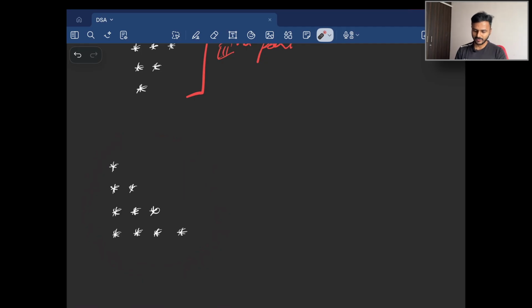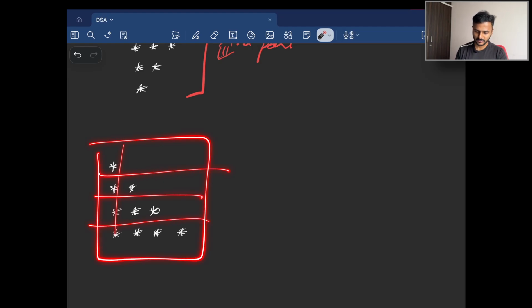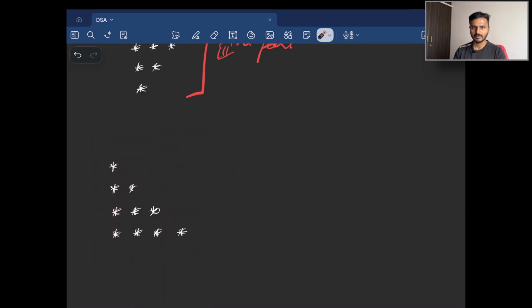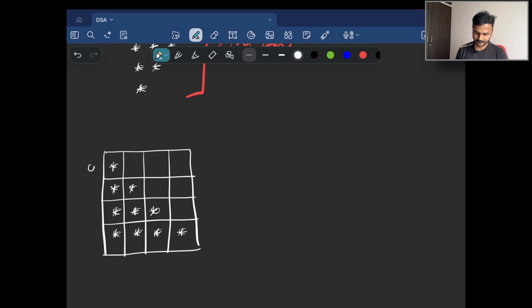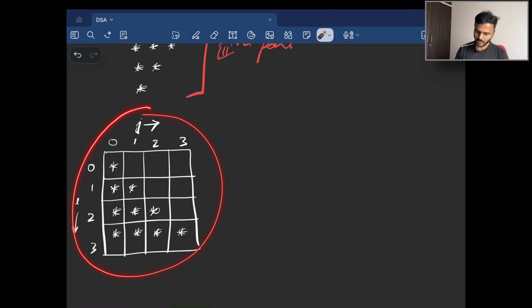Now, how are we going to figure out a solution to this? We're going to do the same thing that we have been doing so far, which is draw a grid around this, then have some rows, have some columns, number the rows, number the columns, and then try to find a relation between the row number, the column number, and what we are supposed to print. So let me quickly draw a grid around this. All right, so this is how it is going to look like.